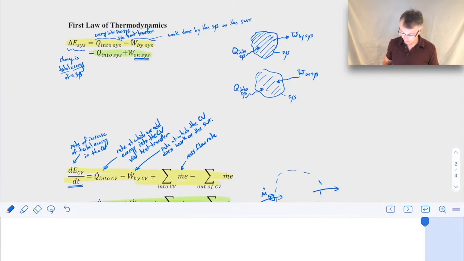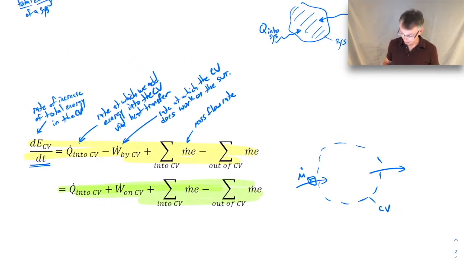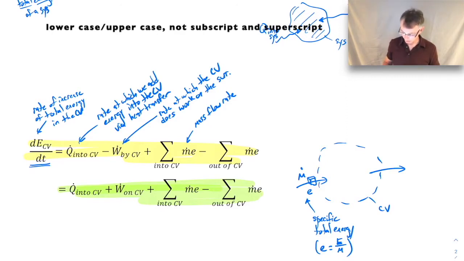And as it comes in, it brings in its own energy. So that little quantity of matter there has its own total energy that it brings into the control volume with it. So I'll just write down that little bit of total energy as a little e. This is the specific total energy. The specific total energy, if you recall from a previous lecture, is the total energy per unit mass. Specific quantities are the quantity per unit mass. And so I use a subscript e rather than a superscript e to indicate that it's a specific quantity.